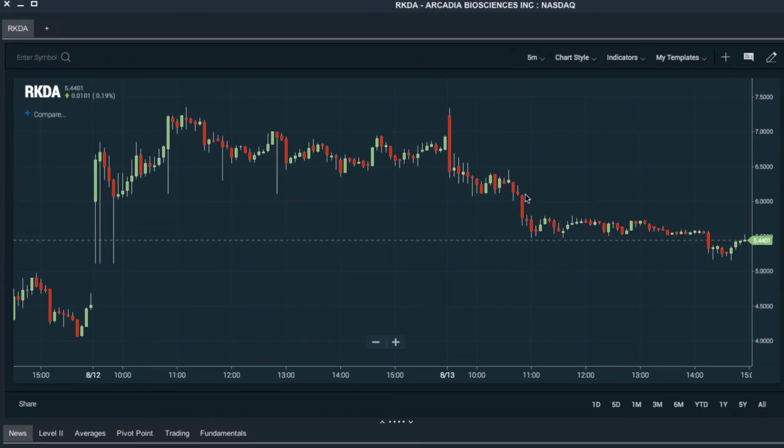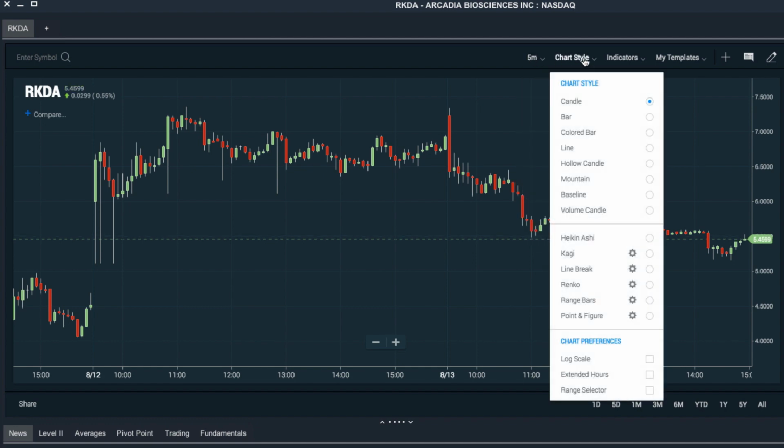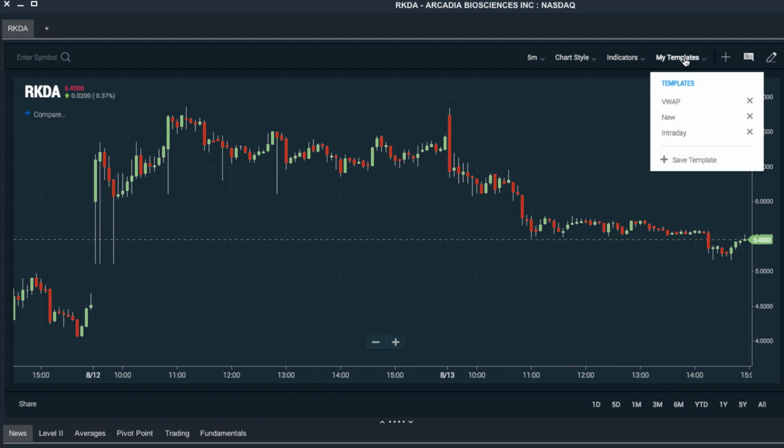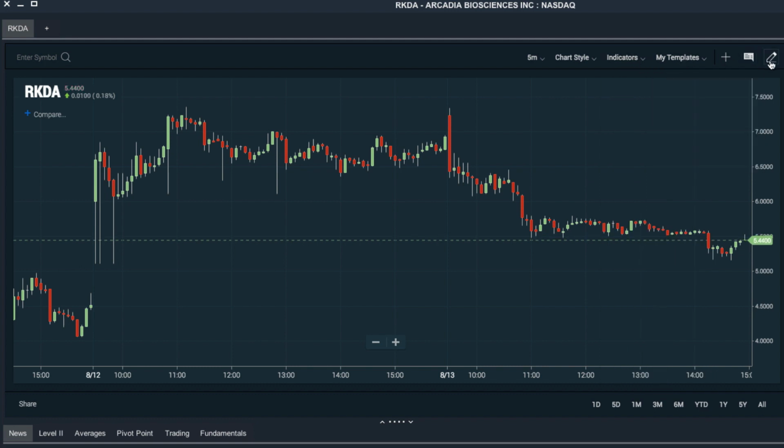In the top left, you have the charts. These charts can be fully customized to your liking. You can choose different time frames, you can choose different styles, you can add your own unique indicators, and you can build and save templates. You can even annotate the charts with trend lines, resistance areas, and all different types of annotation tools.